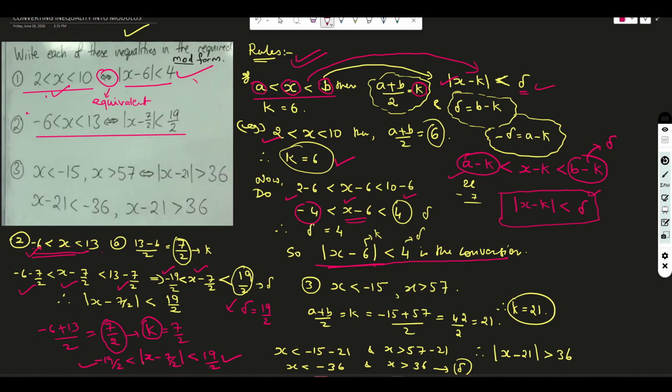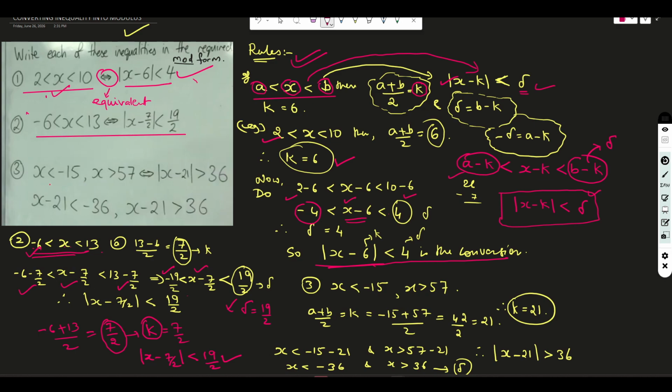Okay, now this in the modulus form can be written as modulus of x minus... I'm sorry, this part will not be there, it will be this. Okay, so k will be replaced by 7 by 2 here, and delta will be replaced by 19 by 2. So that is how we have to perform this conversion. I hope you must have understood, right? Second one also done. Now the third one.